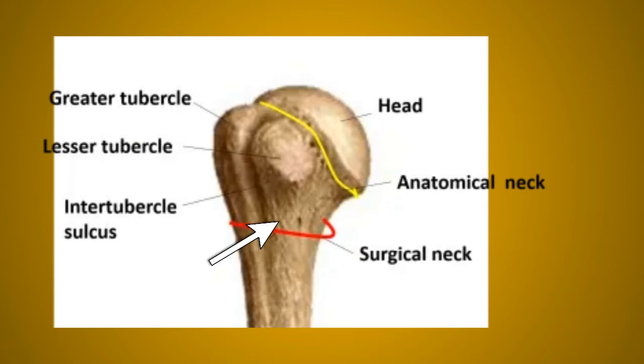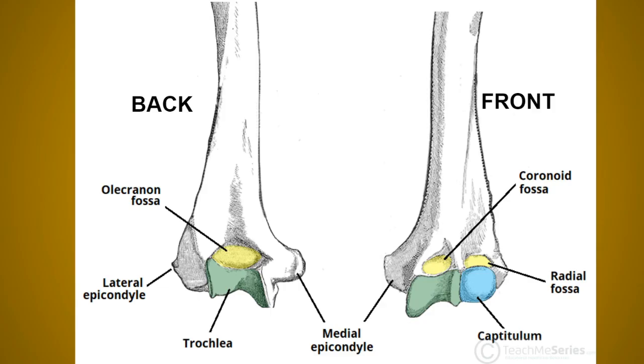Now we have one more neck, that is the morphological neck. This neck lies 0.5 centimeter above the surgical neck, and it shows the position of the epiphyseal line. Now next is the lower end of the humerus bone.